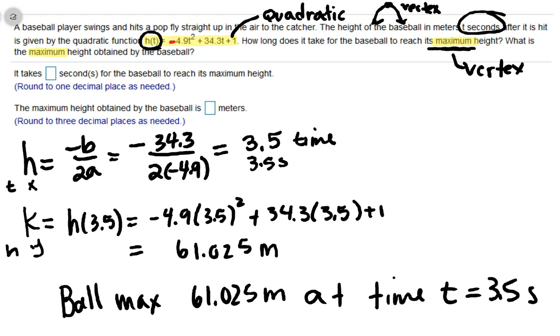So going back up to here, these questions say it takes blank seconds, that's 3.5 seconds, for the ball to reach its maximum height. The maximum height obtained is the 61.025 meters.